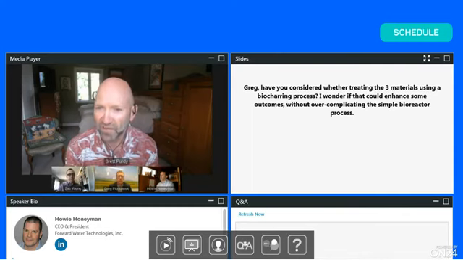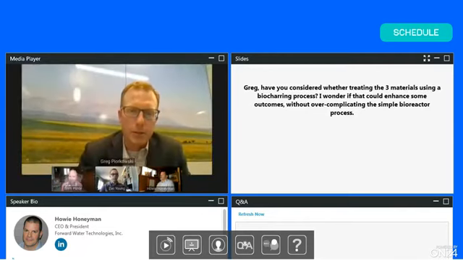So, Greg, have you considered whether treating the materials using a biochar process to change the behavior of it, and whether that can enhance some of the treatment outcomes? Yeah, we did consider it in a previous iteration of this type of project, but it's more of an inert substrate. Biochar is the process of when you pyrolyze biomass to get a biofuel from it. Biochar is just the byproduct, so it is fairly inert.